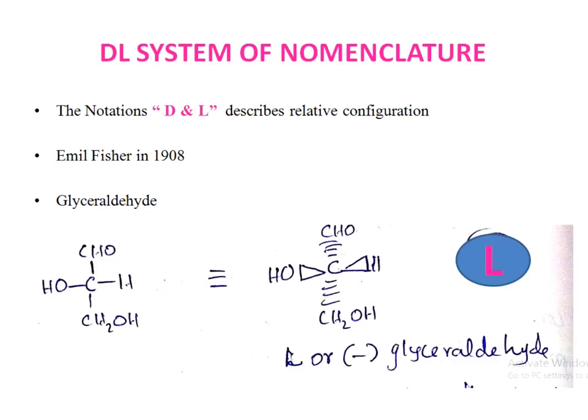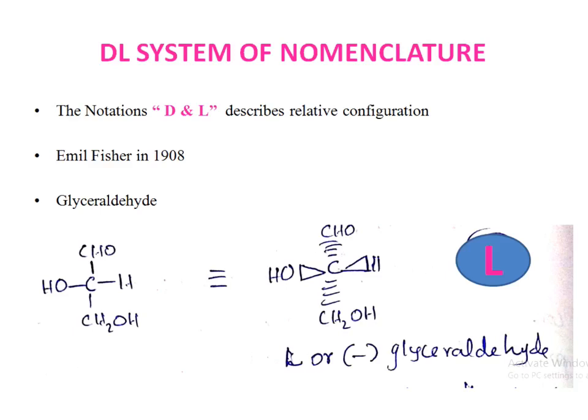First one, DL system of nomenclature, that is the D and L convention. The notations D and L describe the relative configuration of organic compounds, and this was introduced by Emil Fischer in 1908, and the compound chosen by him is glyceraldehyde. Why did he choose glyceraldehyde? Because of its relationship towards the sugars. He designed two enantiomers for this compound and gave them the D and L symbols.